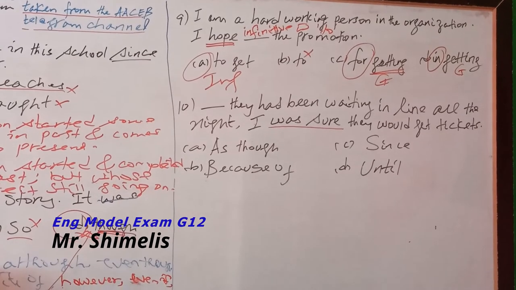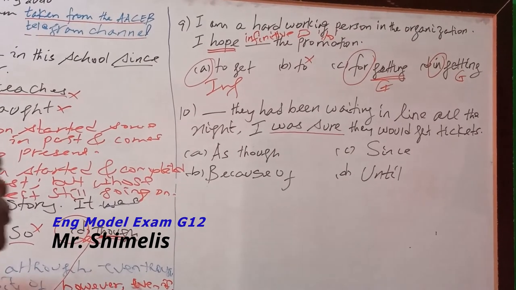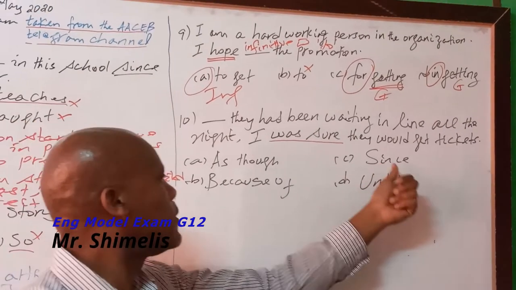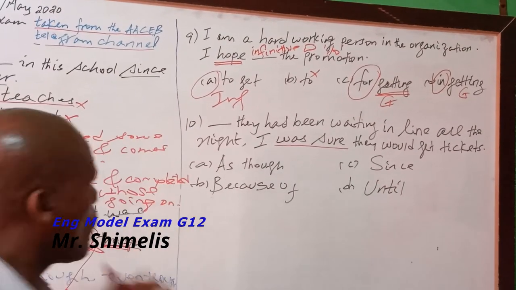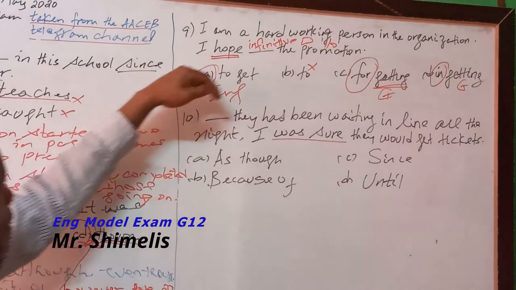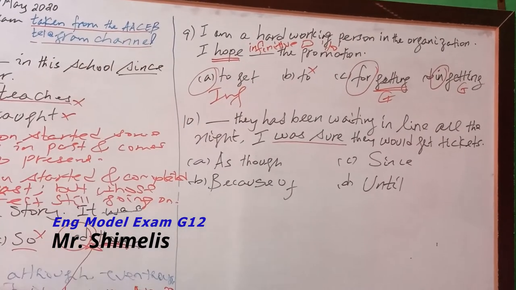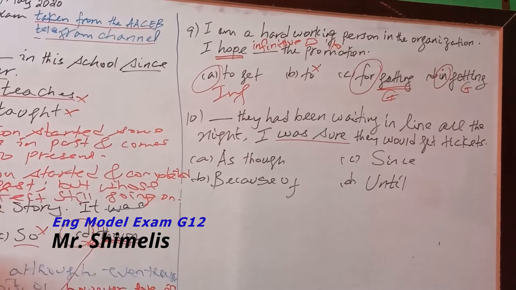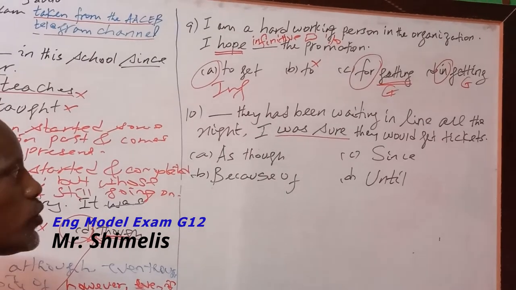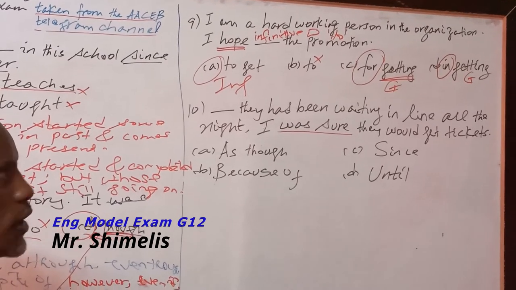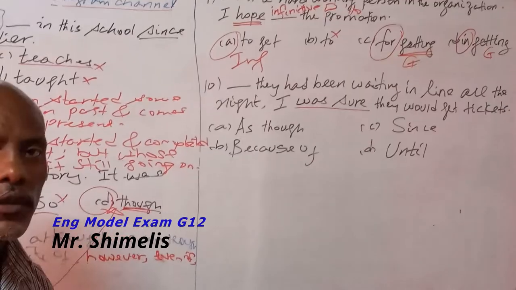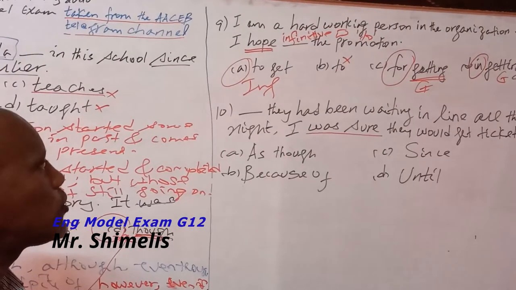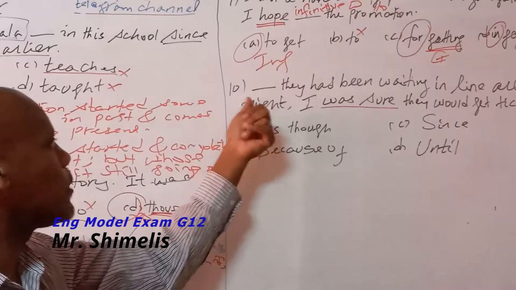Now, let's see the answer choices, the given answer choices. A, as though, B, because of, C, since, D, until. So what kind of conjunctions do we need? Again, the missing part is a conjunction. As you can see from the answer choices, the missing part is a conjunction. But the question is, what kind of conjunction should we use? Conjunctions that show addition, conjunctions that show reason, conjunctions that show time, conjunctions that show manner. Which conjunction do we use in this place?